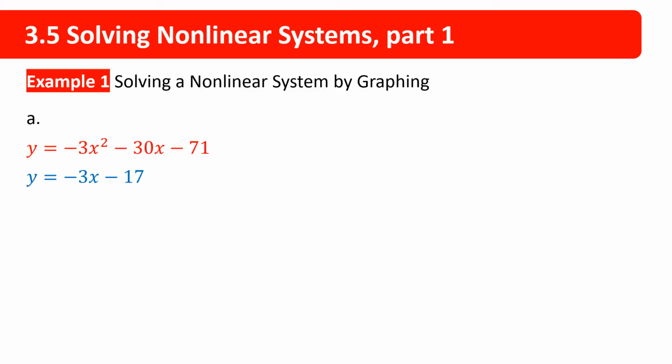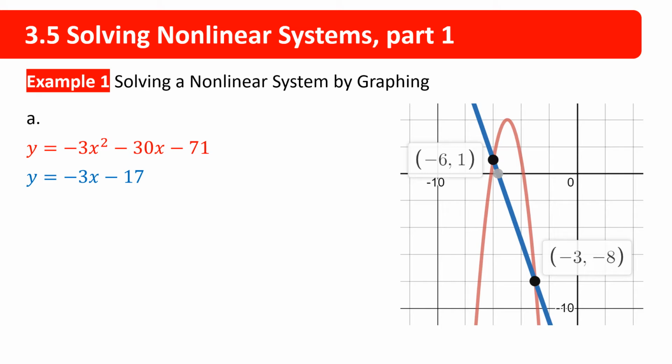Our first example asks us to solve a nonlinear system by graphing. You can see that we have a parabola in standard form and we have a line in slope-intercept form. And we could remind ourselves about amplitude and y-intercept. We could talk about how to find the axis of symmetry and the vertex. I'm going to hold off on that and just encourage you to use graphing technology. We can see that we have an upside down parabola because the amplitude is negative. We also have a line with a negative slope for the same reason. And you can see that these things are intersecting at -6, 1 and -3, -8.